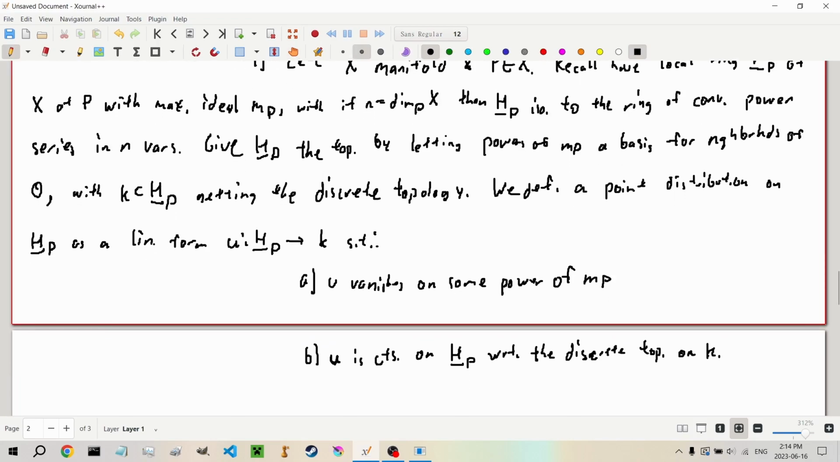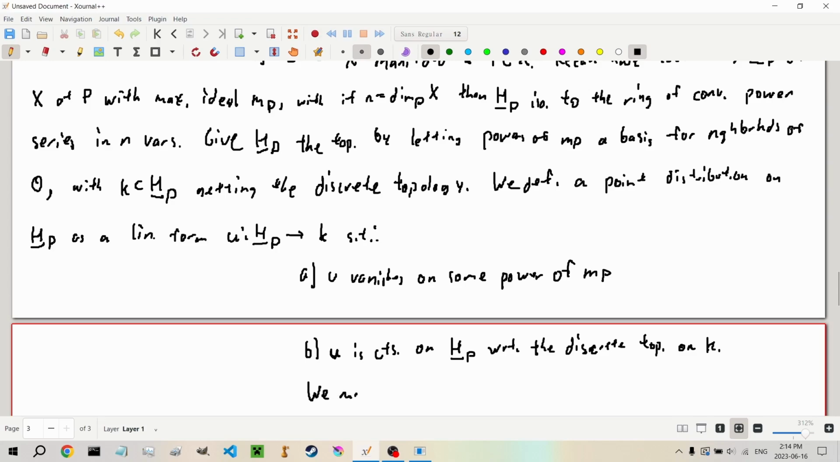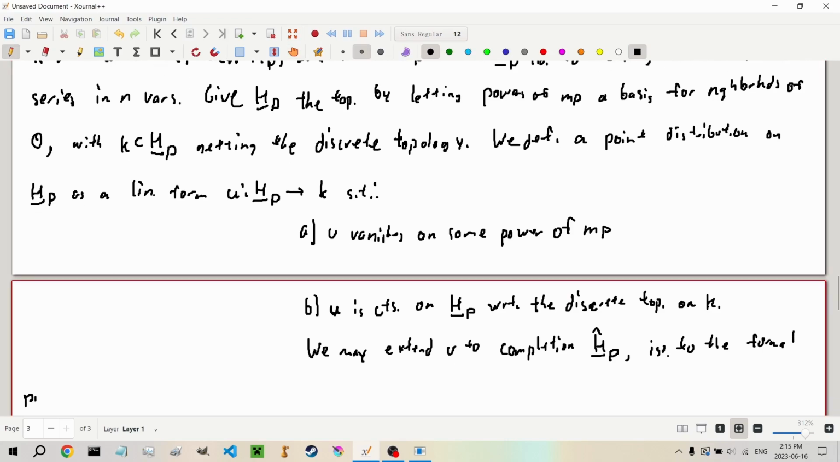And we may extend, of course, u to be a linear form on the completion H hat_P, which is isomorphic to the formal power series in n variables over K.